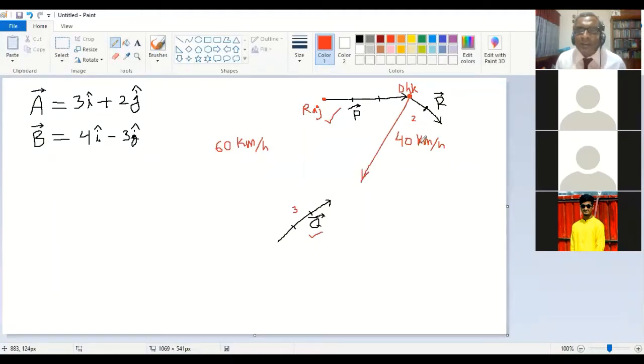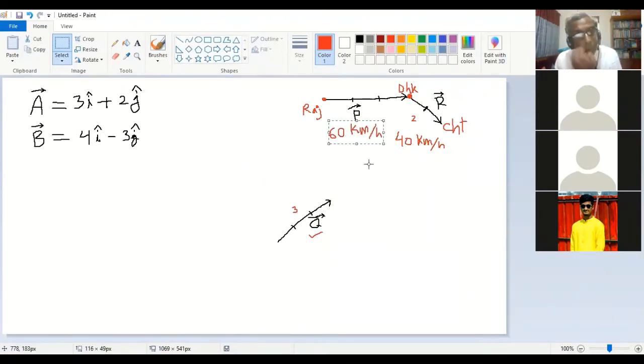Yes, sir. So in that direction is Chittagong. Chittagong, maybe, yes, possible. Cox's Bazar, Chittagong, possible, right? So this may be Chittagong. Now you understand what is the vector and what is the meaning of direction and magnitude. Is that okay? So if you think about Rajshahi to Dhaka vector, and this is 60 kilometer per hour, that means someone is coming from Rajshahi to Dhaka at a 60 kilometer per hour speed.